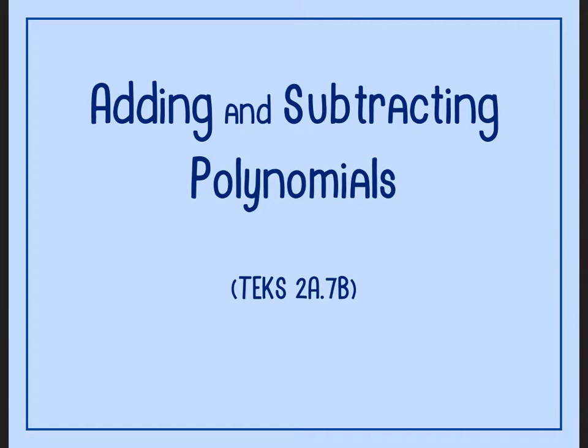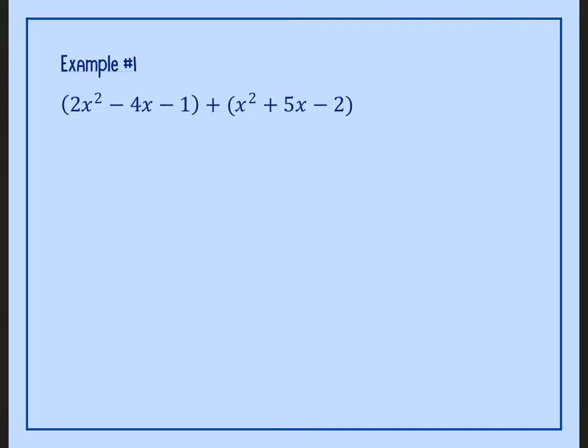Today we will be adding and subtracting polynomials. This is TEKS from Algebra 2.7b. In order to add or subtract polynomials, you're going to combine like terms. Well, what are like terms? Like terms means that you can combine x squareds with other x squareds, you can combine x's with other x's, and constants with other constants.